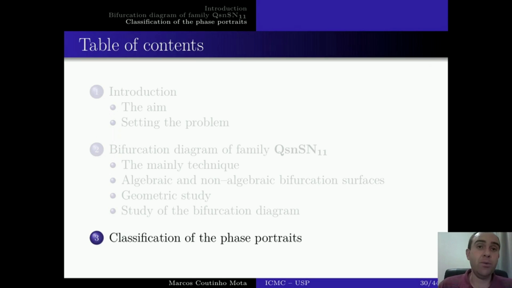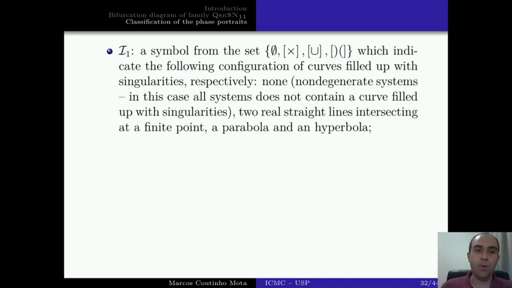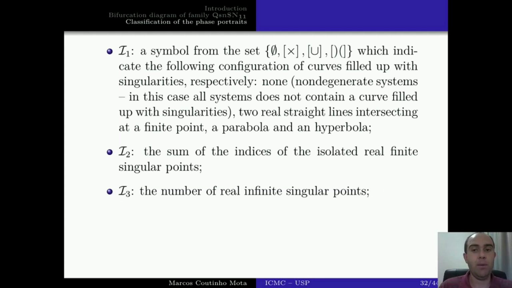Okay? So how do we classify the 631 phase portraits that we obtain? Well, we introduce some invariants, and we actually choose integer-valued invariants, character invariants, and also symbol invariants. We define an invariant called I, which is I1 until I14, where, for instance, I1 gives us where we have non-degenerate systems and degenerate systems, as I explained before. In this case here, the systems possess two straight lines filled up with singularities intersecting at the finite part. Here we have a parabola filled up with singularities, and here we have a hyperbola filled up with singularities. I2, for instance, gives us the sum of the indices of the isolated real finite singular points. I3 is the number of real infinite singular points, and so on.